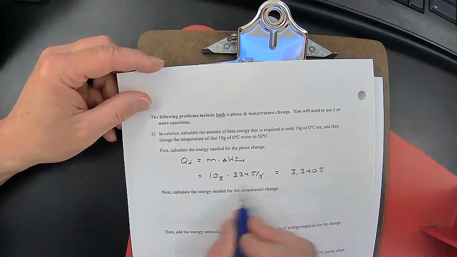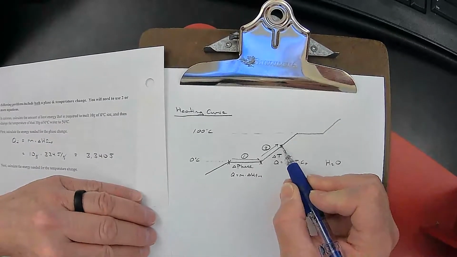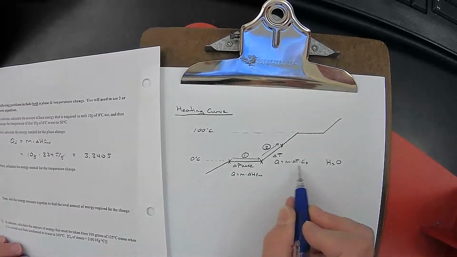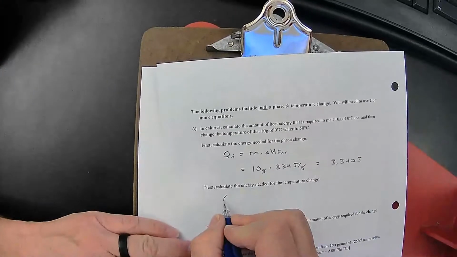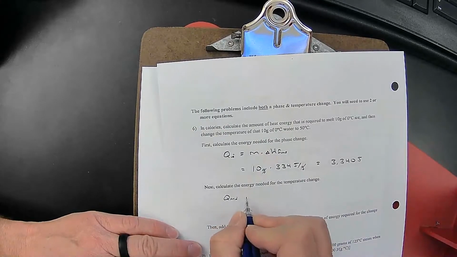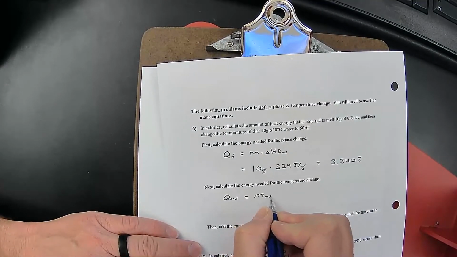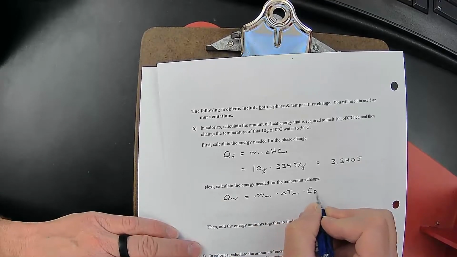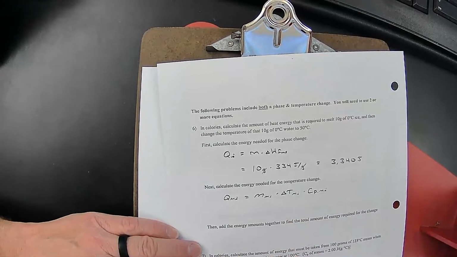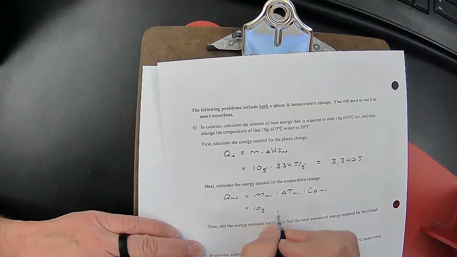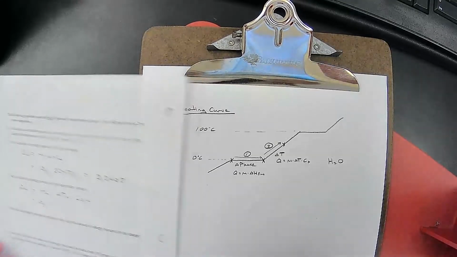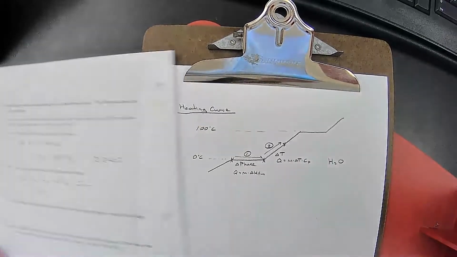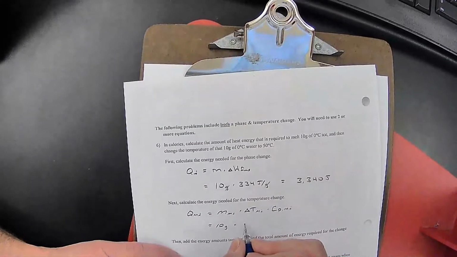Next, calculate the energy needed for the temperature change. That's the second step. So we've melted the solid ice. Now we're changing its temperature. So we're going to look at this equation. Q of the melted ice is equal to the mass of the melted ice times the change in temperature of the melted ice times the CP value of the melted ice. So that's 10 grams. The change in temperature is 50 degrees Celsius because it states we're going from 0 up to 50. So 50 degrees Celsius.